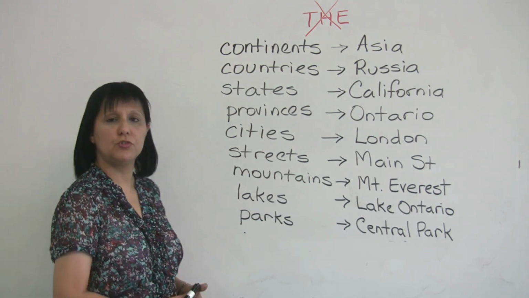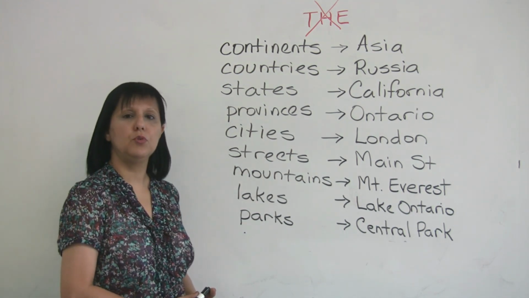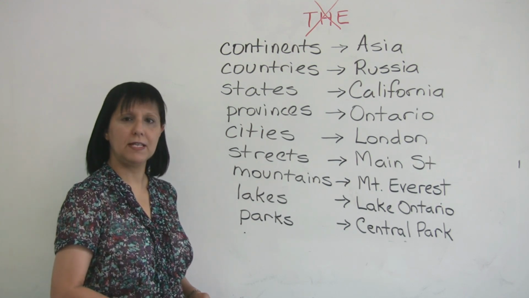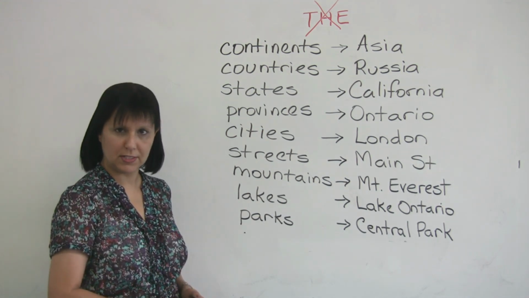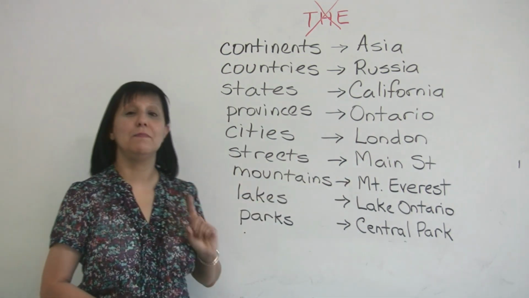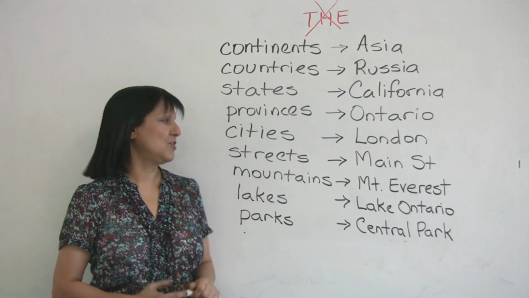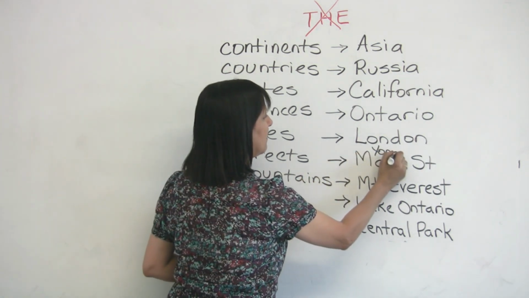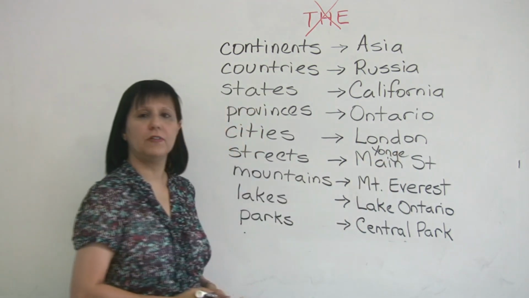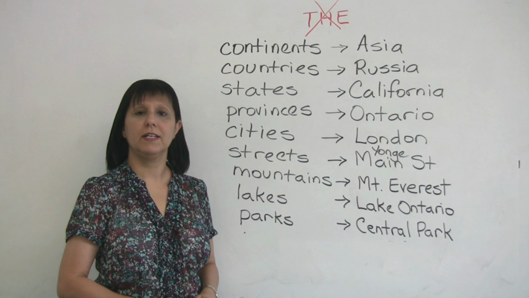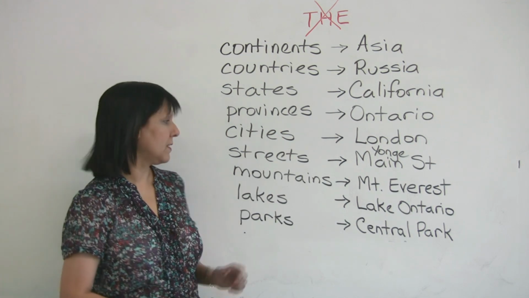When you talk about streets, right? He moved to Main Street. He moved to Main Street, not the Main Street. Main Street in this case is the name of the street, okay? So for example, here in Toronto we have another street. It's called Yonge Street. So our school is located on Yonge Street, all right?